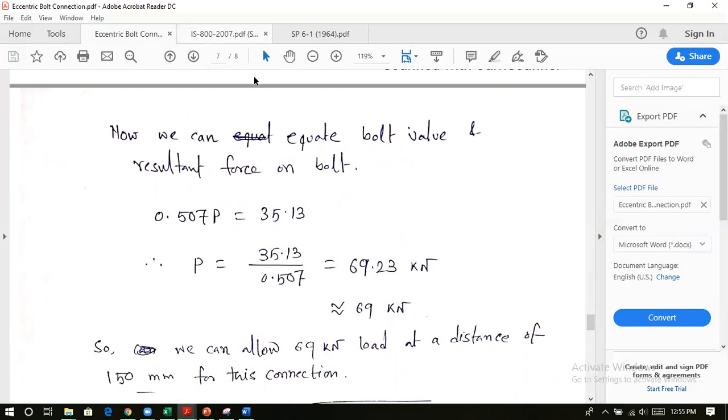So for this connection we can simply apply a force of 69 kilonewton without failing. Okay, I hope this problem is clear.